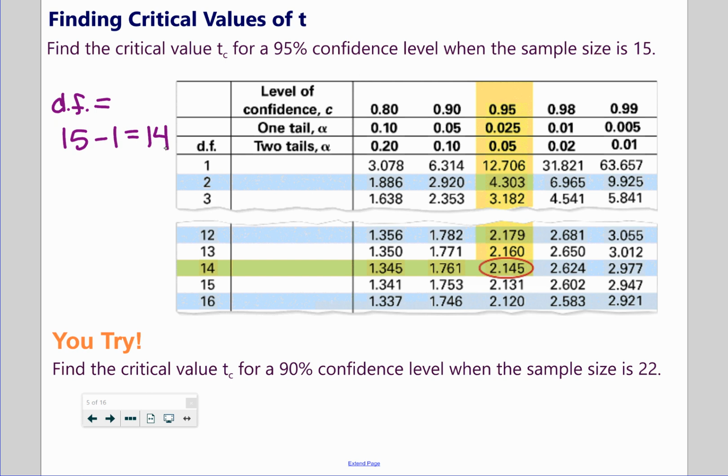Okay, so the one below, you want a 90% confidence level and a sample size of 22. So what are my degrees of freedom that I'm going to look for? What row?